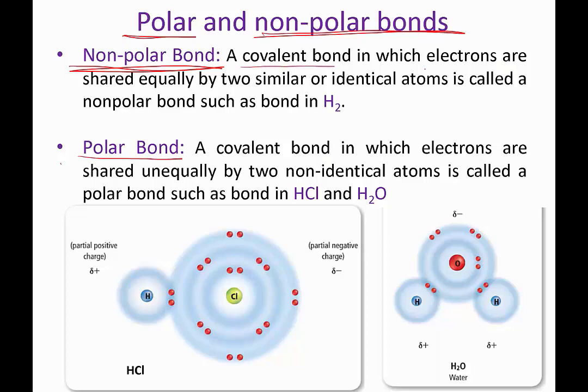A covalent bond in which electrons are shared equally by two similar or identical atoms. In this case, we call it nonpolar bond. Again, when the covalent bond is between two identical atoms or two similar atoms, similar in strength, both atoms pull the electron with the same force, or it's better to say the same amount. So we say that they are similar atoms. Or identical atoms, they are exactly the same.